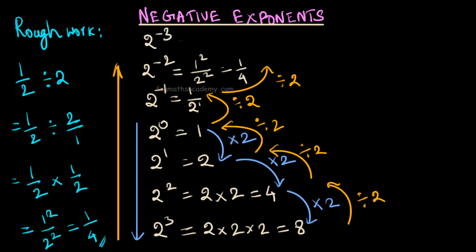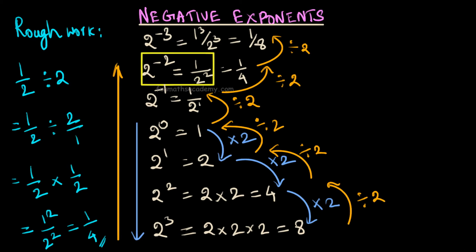Then 2 power minus 3 will be equal to 1 cube by 2 cube. And as 2 cube is equal to 8, we get 1 by 8 as the answer. Any power of 1 will be equal to 1 only. So we can rewrite 1 square as 1 and 1 cube as 1 itself.